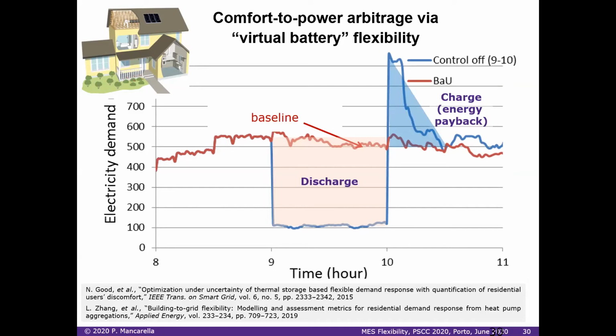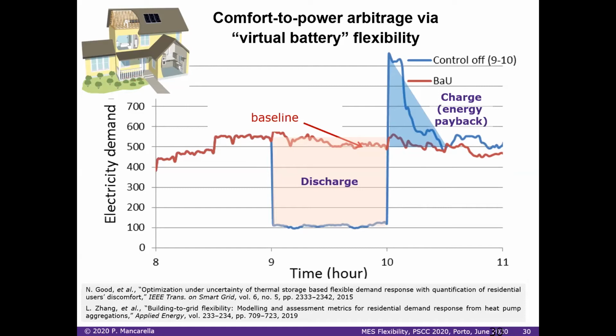I need to reestablish my temperature, and then usually I have an energy payback that is greater consumption than what the baseline would have been. And as you can see here, this effectively corresponds to charging my virtual battery. So here I'm discharging, here I'm charging. So a building is not operating very differently from a battery, although the efficiency is quite different, because what I charge is much less than what I discharge. So effectively, this kind of system will have a much higher efficiency than 100%.